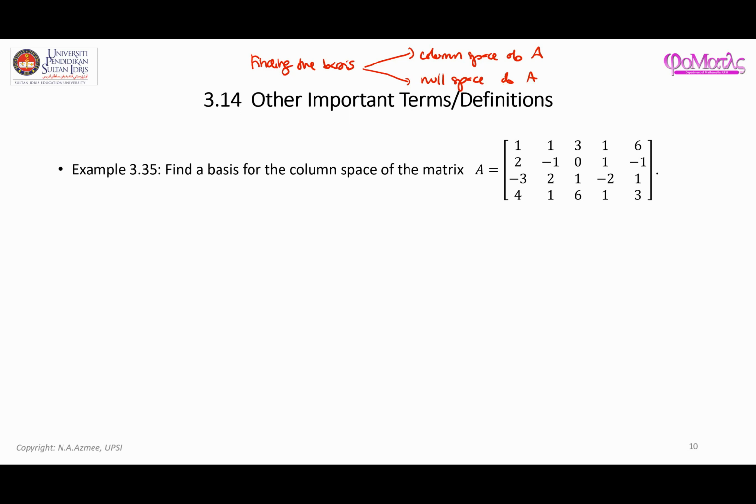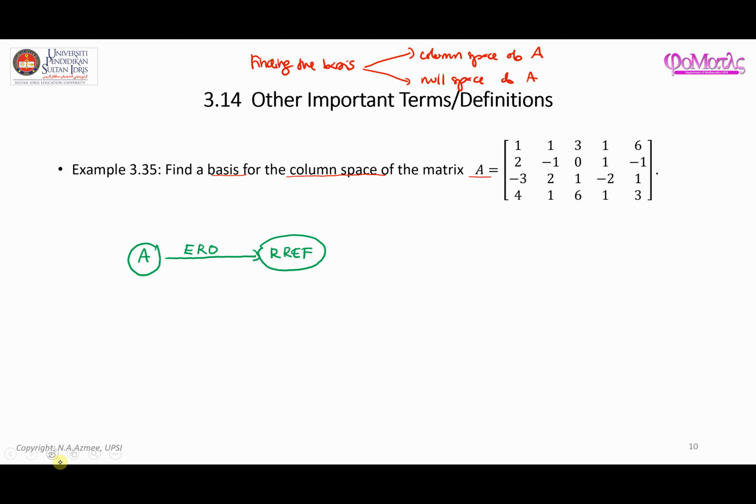You are asked to find a basis for the column space of this given matrix. Now the process to find the basis for the column space is quite simple. Let's say you have matrix A, and then you are going to apply the elementary row operations so that you can reduce this matrix to this form. So here is the reduced row echelon form.